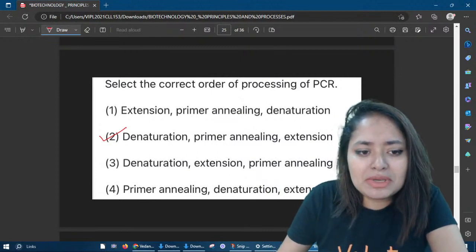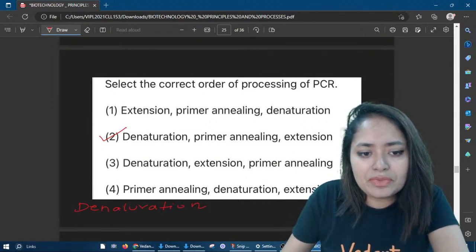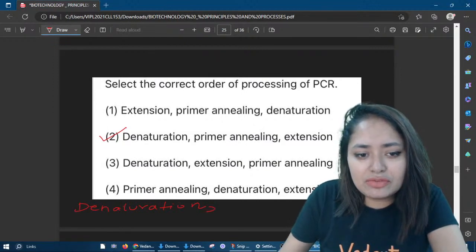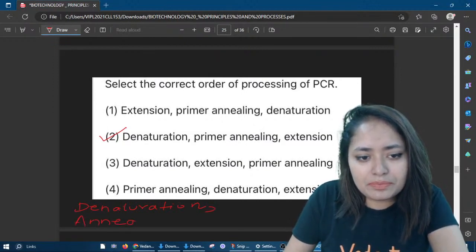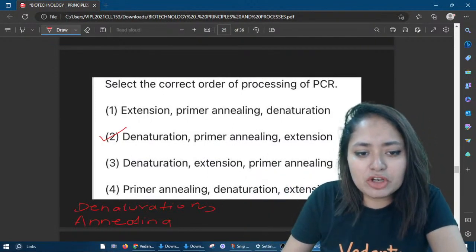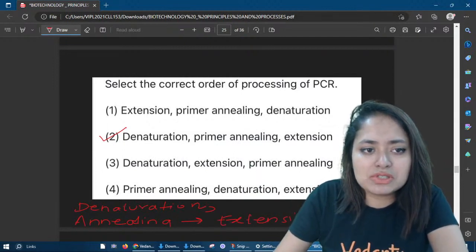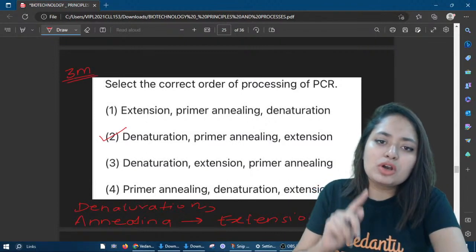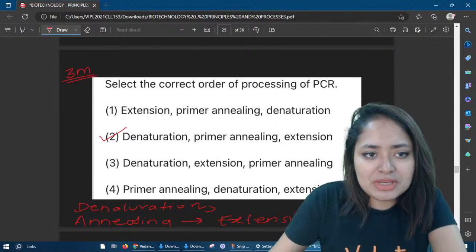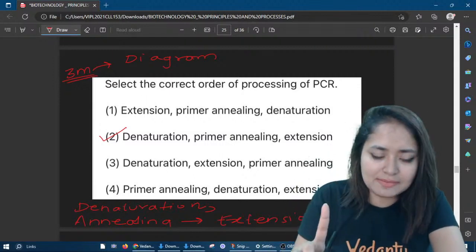When we talk about PCR, PCR is divided into three steps. First, there is denaturation. Second step is, there will be, obviously, annealing, which is the attachment of the primer to the denatured strands. And finally, there will be a phenomenon known as extension. So, this is one of the brief answers that comes for 3 marks very often, because this is an easy question. The diagram of PCR is very important. You will get the diagram in the examination, PCR diagram of drawing denaturation, annealing and extension. That diagram is very important.